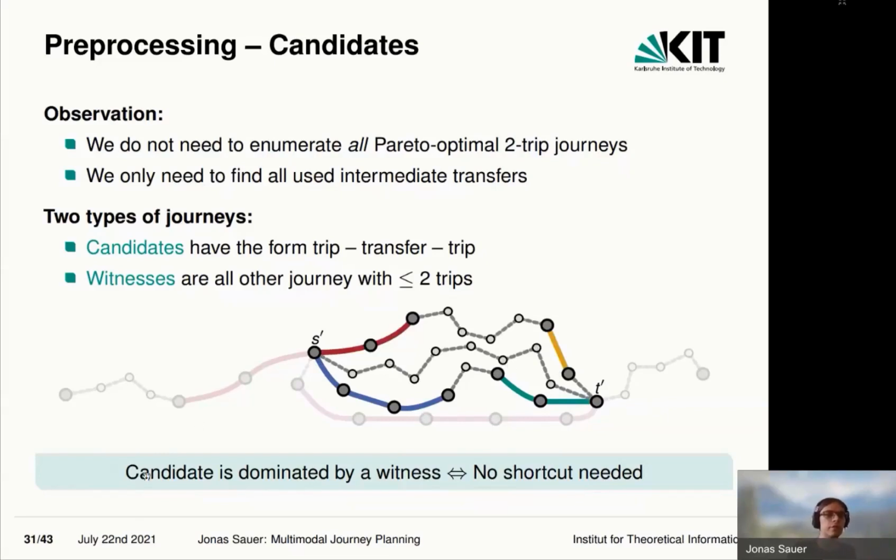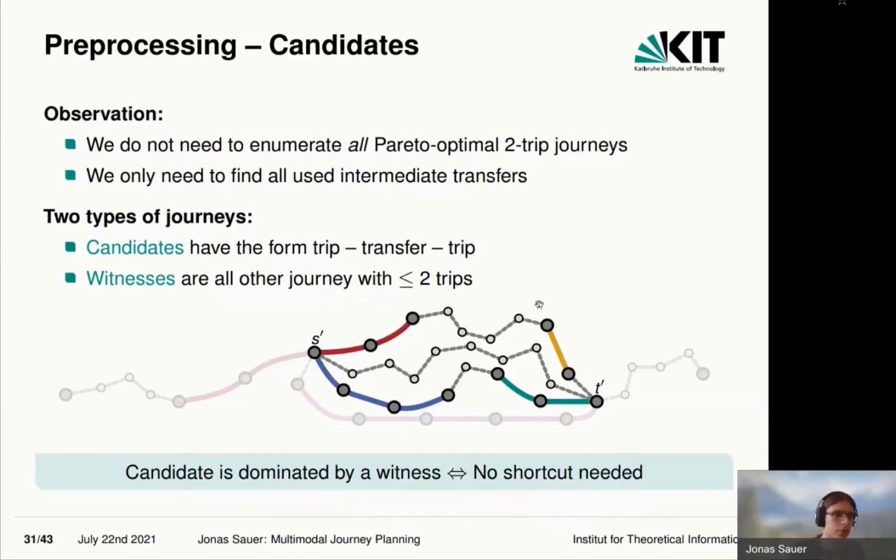And now the fundamental insight is that if a candidate is dominated by a witness, then we don't need to represent the intermediate transfer that the candidate uses with a shortcut, because we can always take out the candidate and replace it with the witness instead and still get an optimal journey. But if we have a candidate where we don't find a dominating witness, that means that we do need the shortcut. So what we do is we try to enumerate all candidates, and for each candidate we try to find a dominating witness.